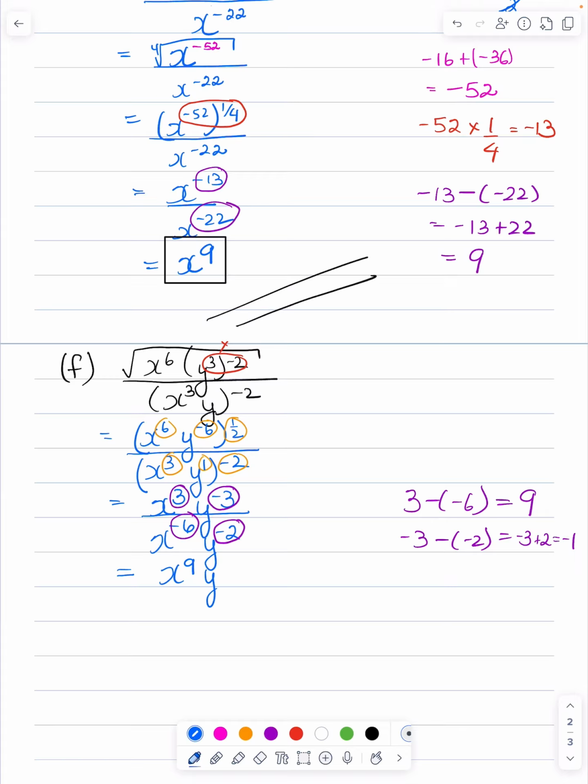y raised to the negative 1. Express the answers with positive exponents. This is the final answer. Put the y in the denominator. That's it. We're finished for today. Both answers done. That was easy.